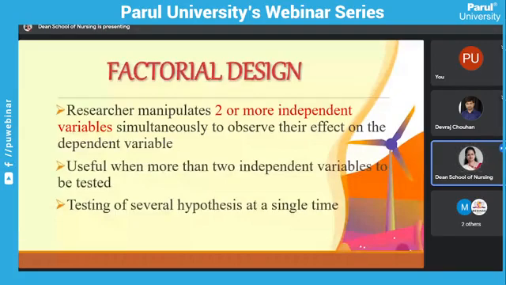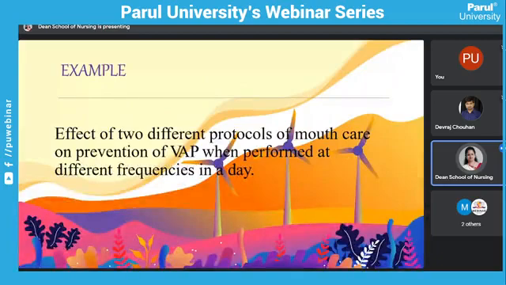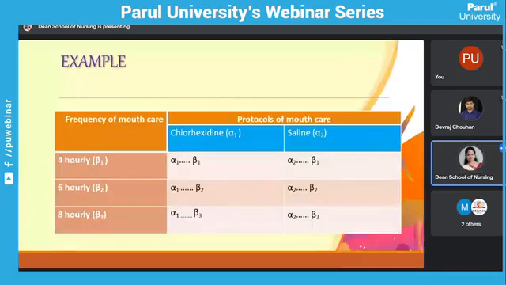An example is the effect of two different protocols of mouth care on prevention of VAP, ventilator associated pneumonia, when performed at different frequencies in a day. Every 2 hours, we used to give the mouth care, 4th hourly, 6th hourly, and 8th hourly. We can take two protocols, chlorhexidine and saline. So in this, we can find out the differentiation.